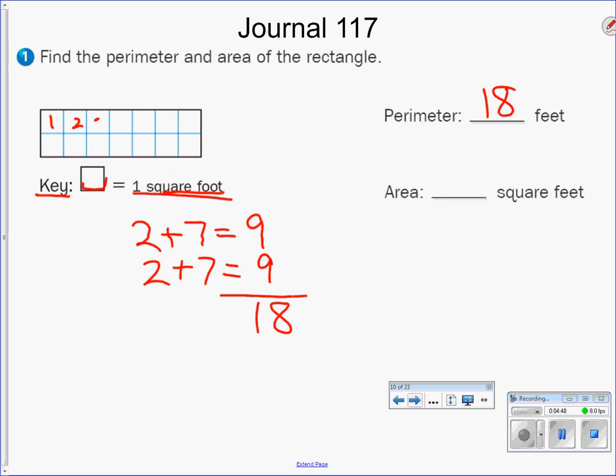1, 2, 3, 4, 5, 6, 7, 8, 9, 10, 11, 12, 13, 14. So I would say that my area is 14 square feet. Remember area, we're going to square. Think of squarea, okay? So the inside, everything inside that square or that rectangle is the area.